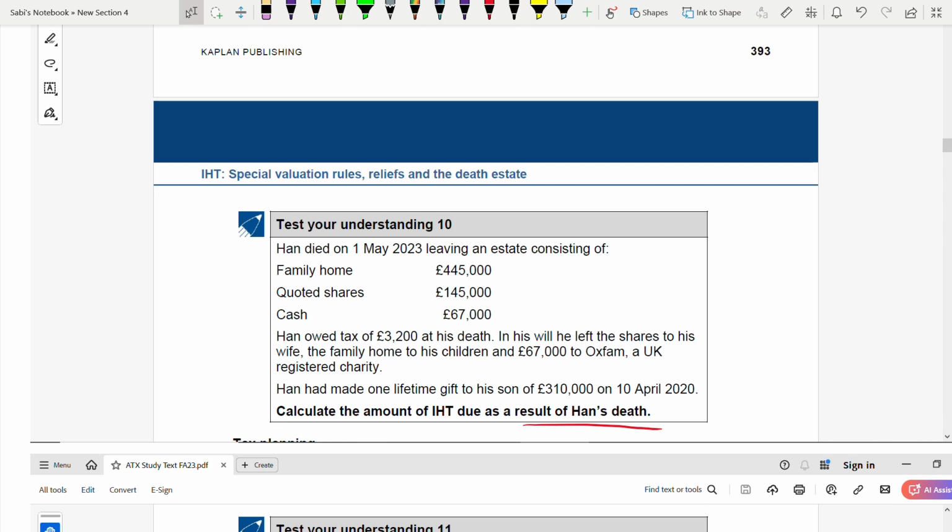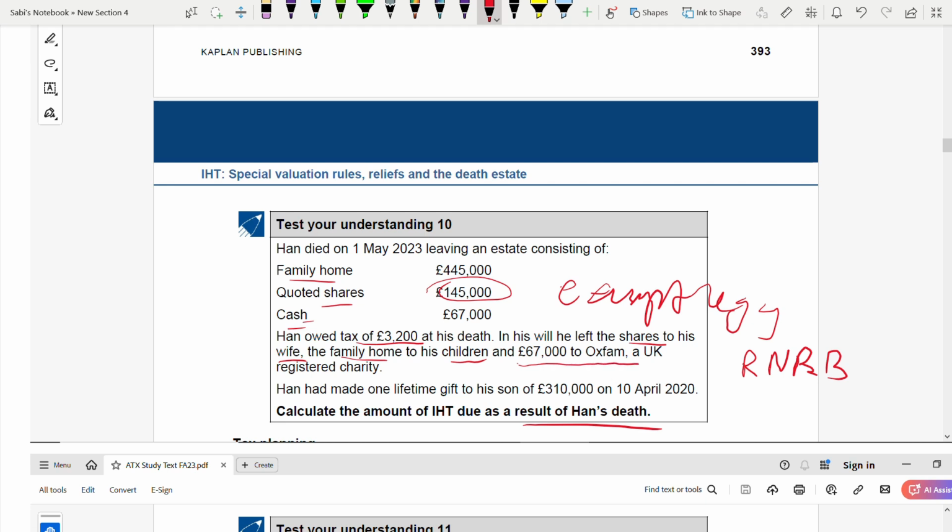So you have to prepare the death estate. He has a family home, quoted shares, and cash. Outstanding tax owed is 3,200. In his will, he left the shares to his wife. This is, remember, an exempt legacy because it goes to the wife. The family home goes to his children, so he can claim the residence nil rate band.